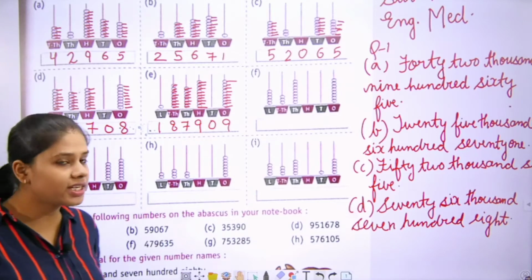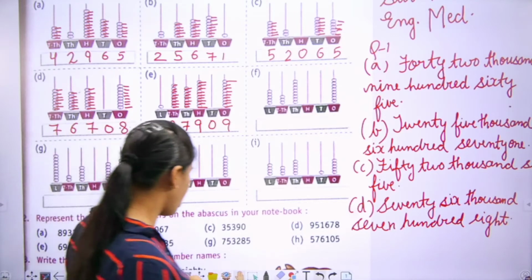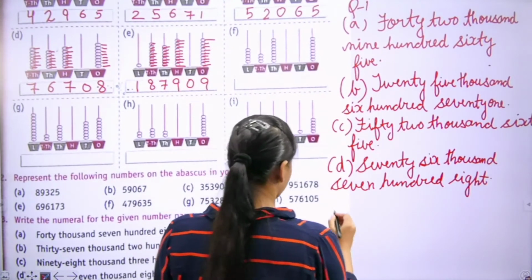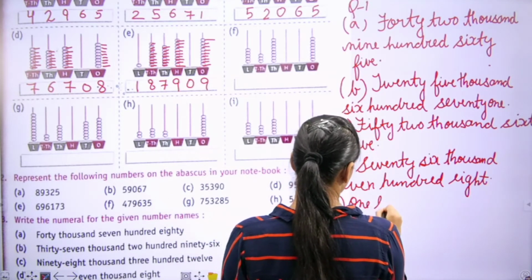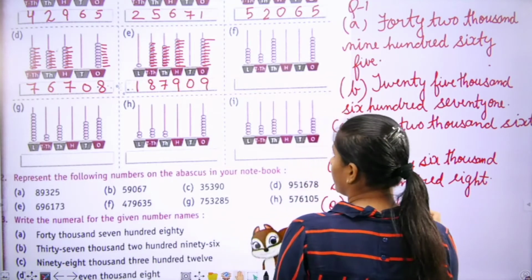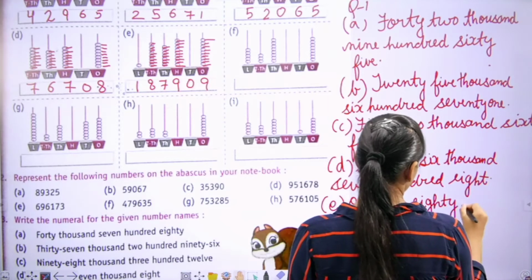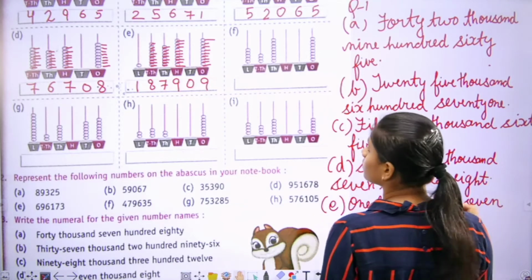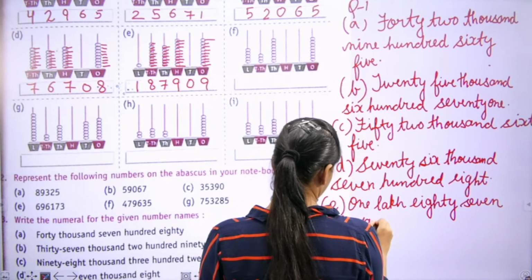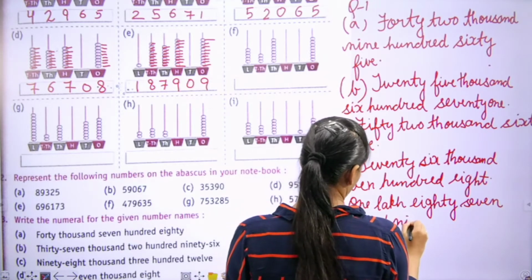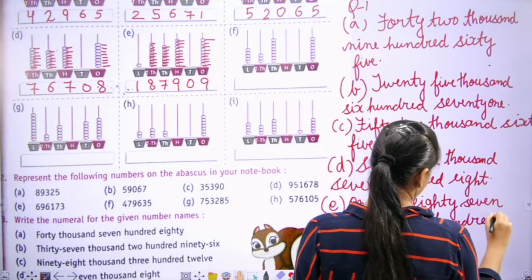Now how will we read this? 1,87,909. Now we have to write in words. 1,87,000 909.